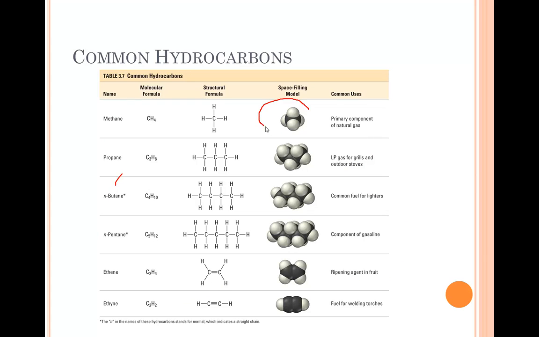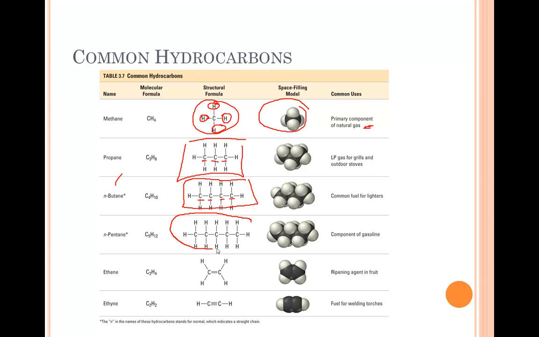Methane is 1 carbon and 4 hydrogens, and that's the component of natural gas. Then if you have a gas grill, you're burning propane. Notice there's 3 carbons in a chain. If you use lighters to light the grill, you're probably lighting it with a butane lighter that has 4 carbons. Gasoline has pentane in it. It also has octane in it.